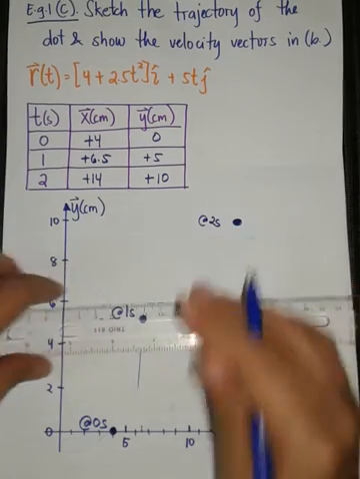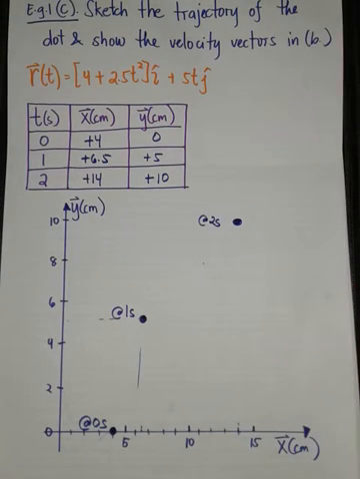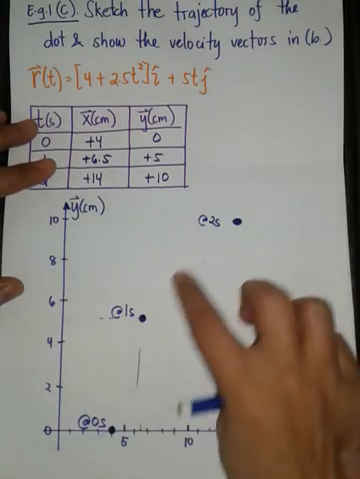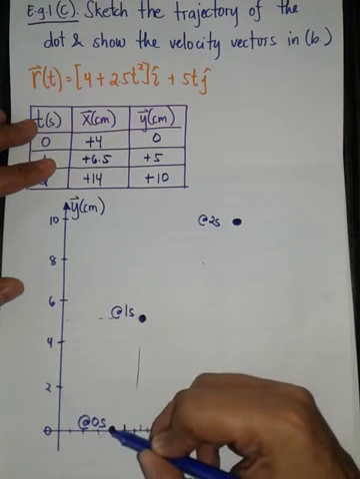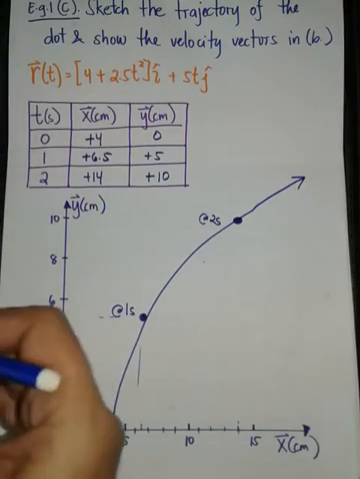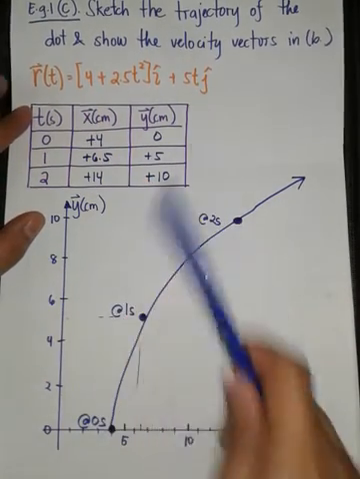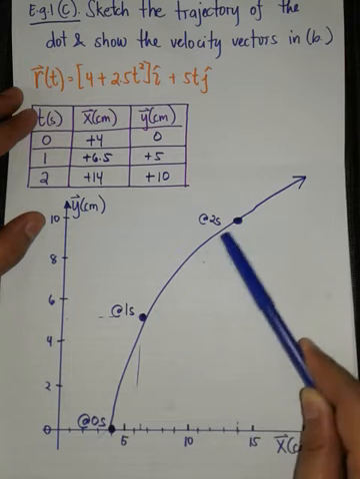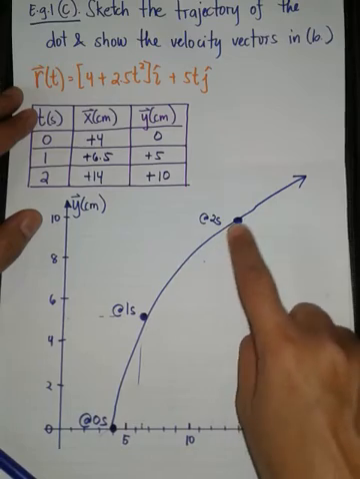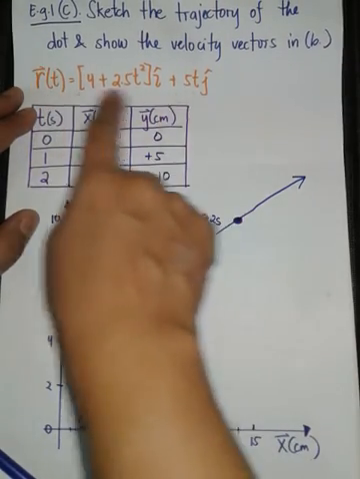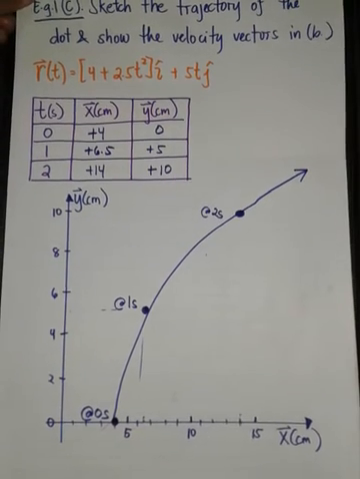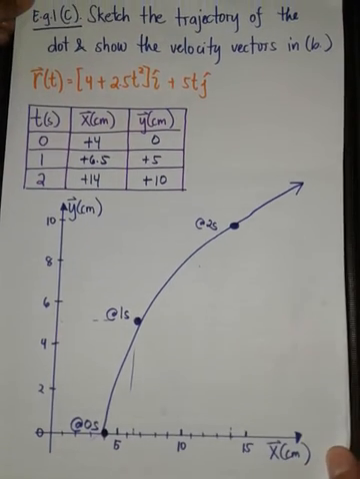Obviously, our best fit line here could be something like this, a parabolic curve. More or less, this is the best fit line. As time goes by, this is the actual path taken by the dot, moving from 0 to 2 seconds, following the script of the web designer. So we are now done with the sketch of the path, or the trajectory.